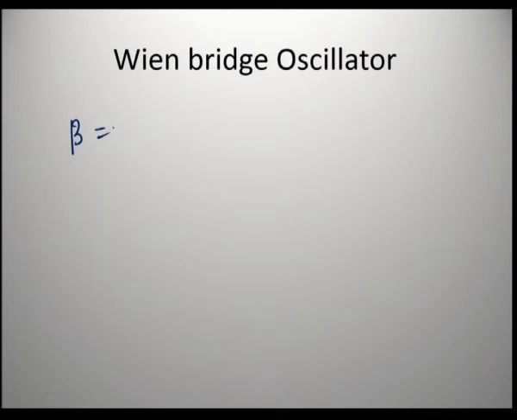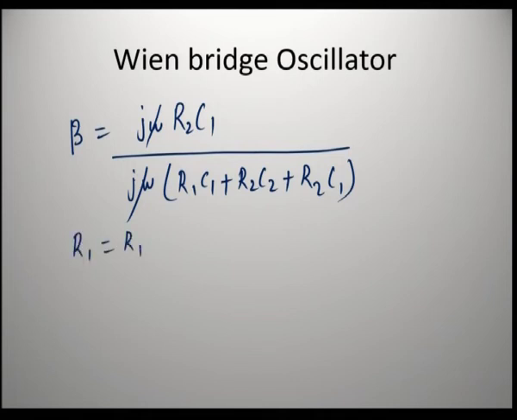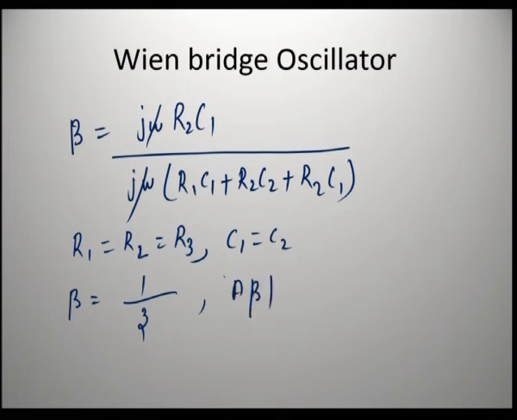beta, that is, if you remove the real part from beta because it is equivalent to 0, you will have only the imaginary term in beta. It is R2 C1. From here, if you assume that R1 is equal to R2 is equal to R3 and C1 is equal to C2, what is the value of beta? It is 1 by 3, and we know that the mod value of A beta must be greater than or equal to 1.